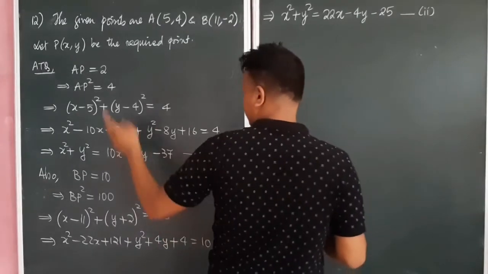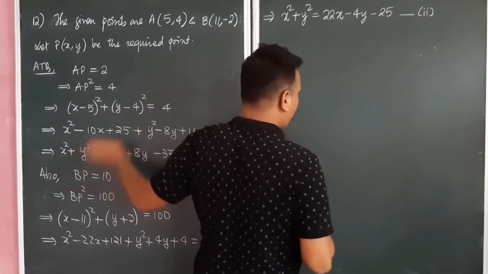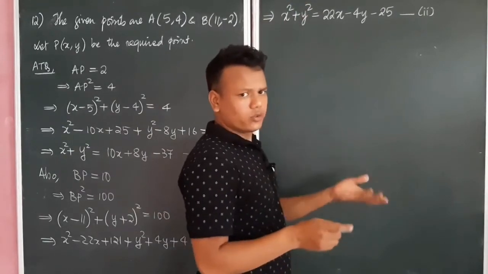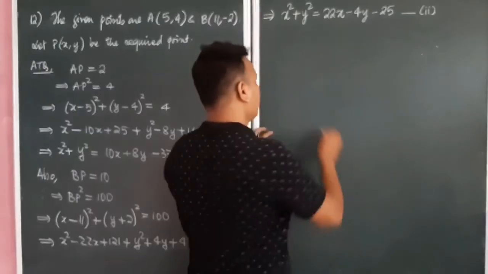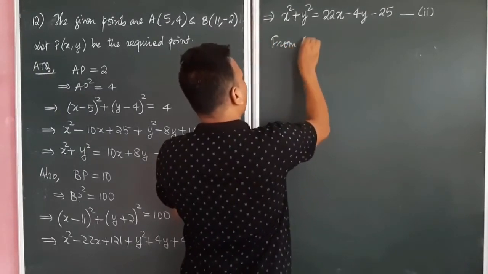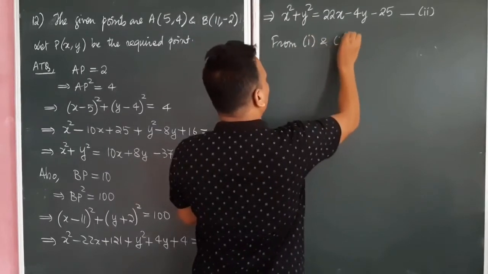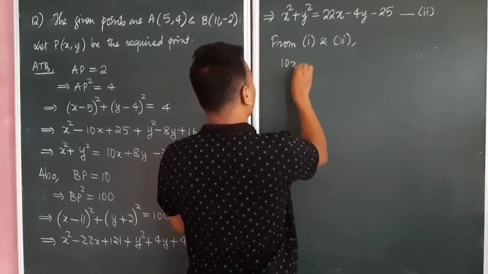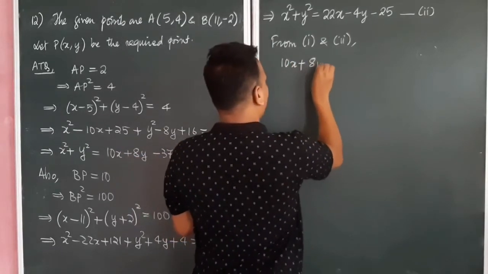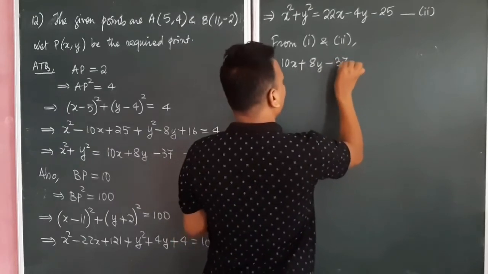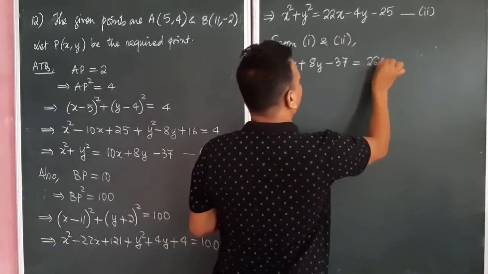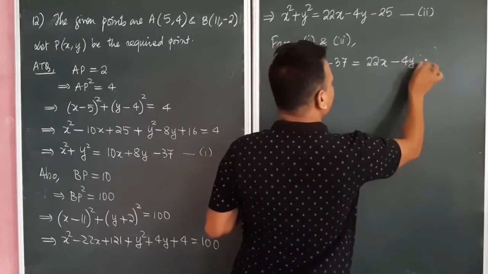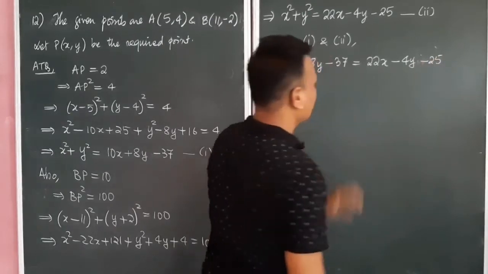Now if you see here carefully, from equation 1 also you are getting x square and y square, and from equation 2 also you are finding x square plus y square, isn't it? So that means both have to be the same, right? Both are x square plus y square. So from 1 and 2, what we can say is that 10x plus 8y minus 37 will be equal to this quantity, that is 22x minus 4y minus 25, right? So these two become equal.